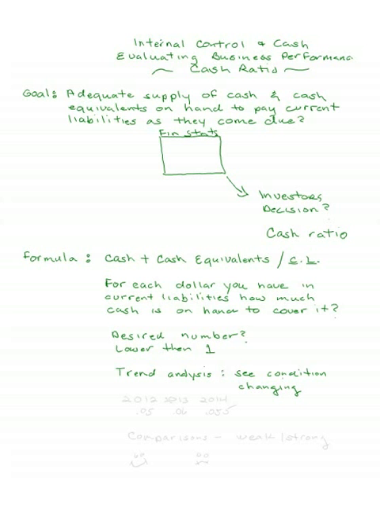Since you can't really say what the desired amount is, you really would just have to look at, say, what's the ratio for 2012 and 2013 and 2014. You complete the ratio and maybe it's 0.05 and 0.06 and 0.05 and a half. You would probably say that you have a stable cash position and it's adequate to meet your needs as they come due.